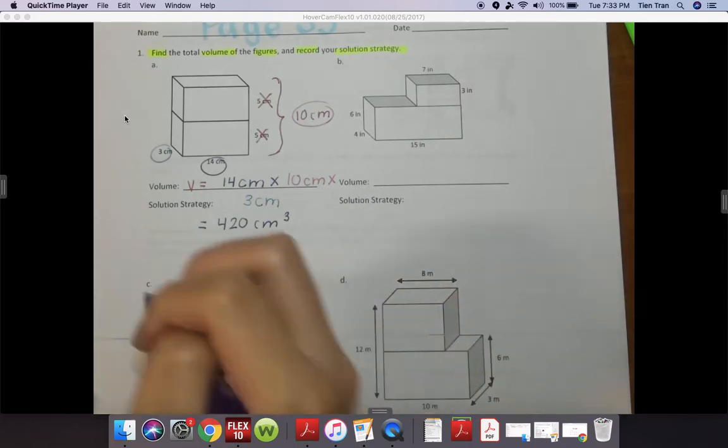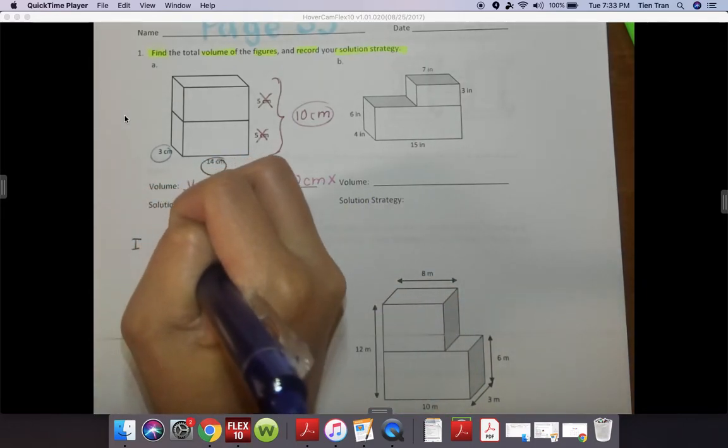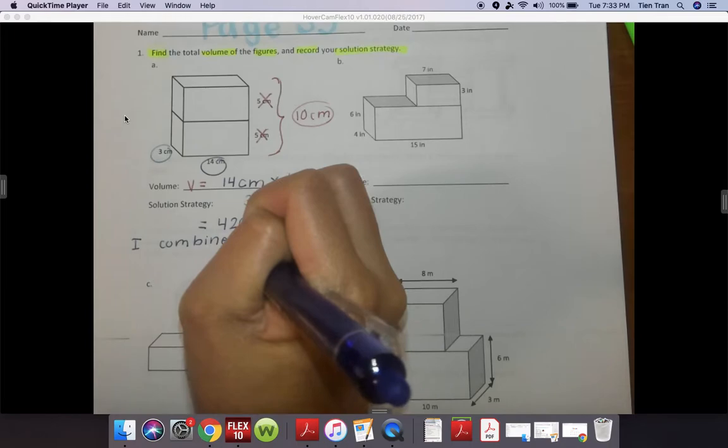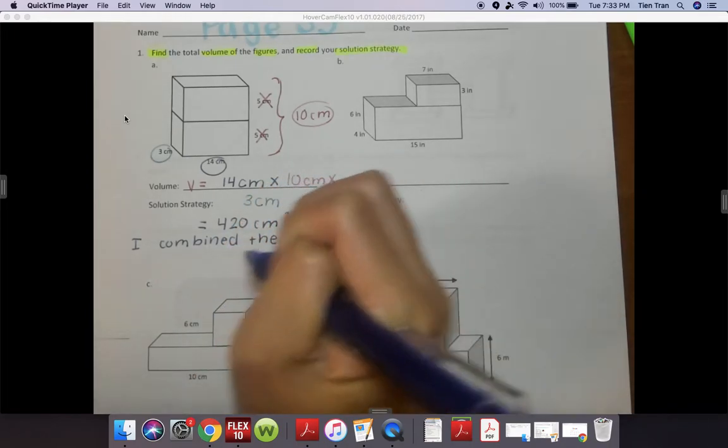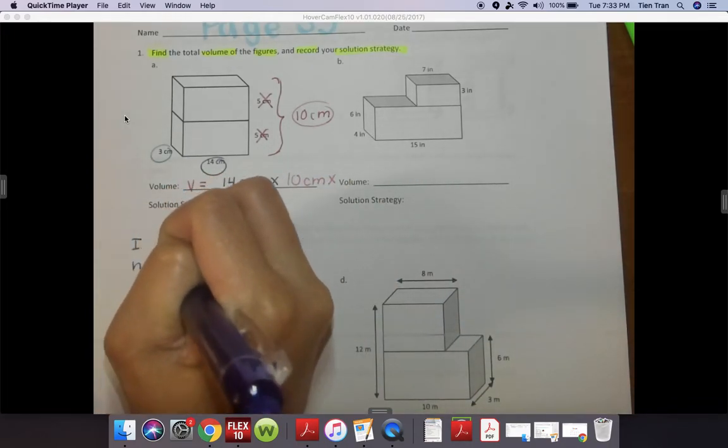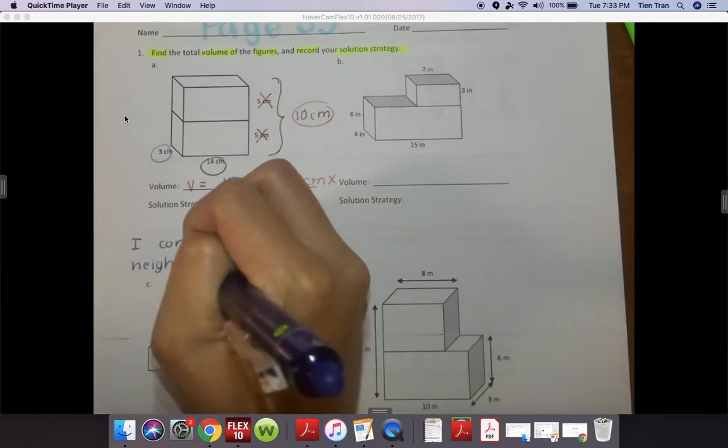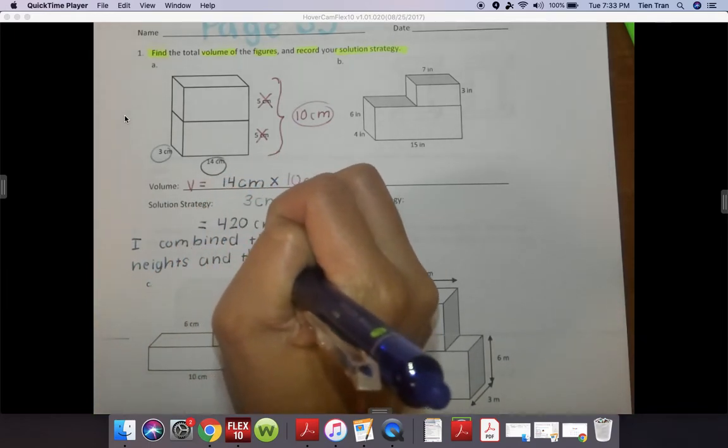Okay, so I combined the two heights and then multiplied.